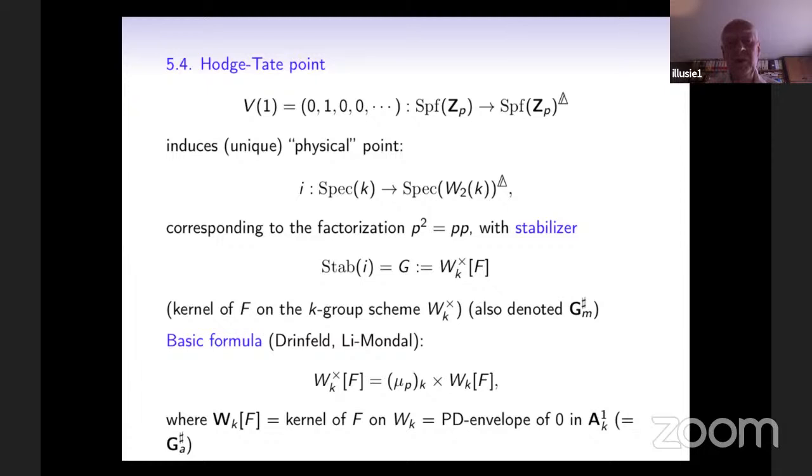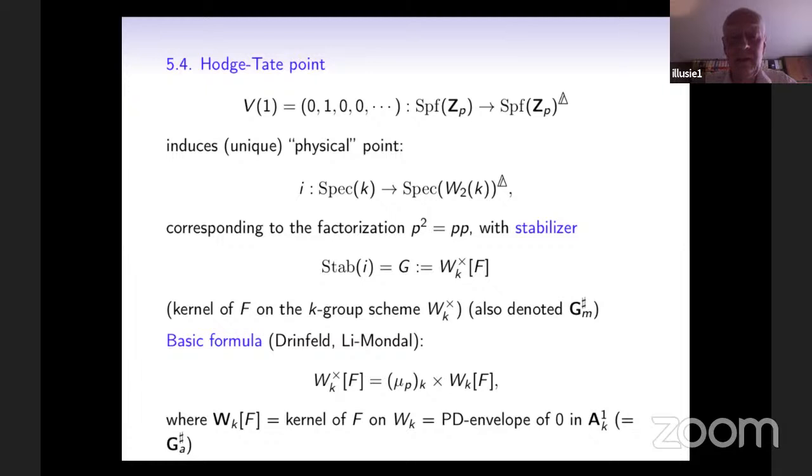So in fact, on the W(k) algebra, on the k algebra, then it corresponds to the kernel of Frobenius on the units, of the invertible elements of the Witt scheme W. So you have the Witt scheme W over Z_p or the small k, you pull it back. So W_k, you take the group of invertible elements, and then you take the kernel of F. So this is G, so this is this group that Bhargav denoted G_m sharp.